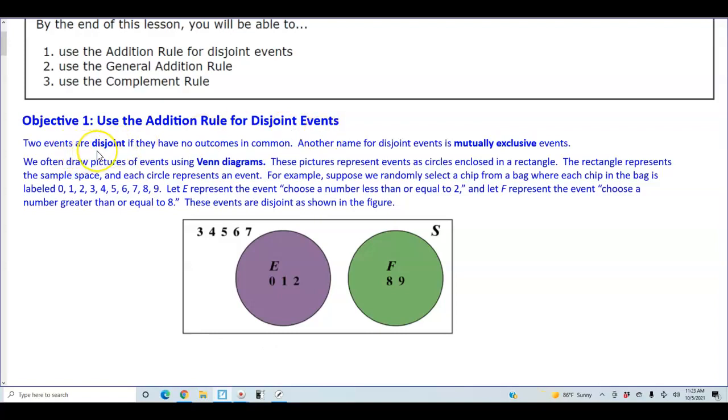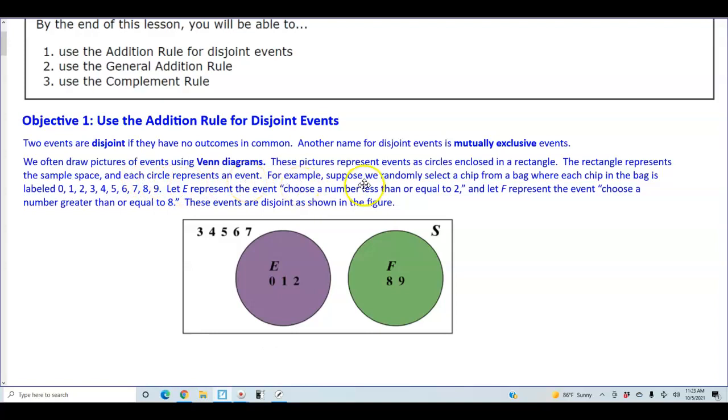Now, two events are disjoint if they have no outcomes in common. Another name for disjoint events is mutually exclusive events. We often draw pictures of events using Venn diagrams. These pictures represent events as circles enclosed in a rectangle. The rectangle represents the sample space, and each circle represents an event.